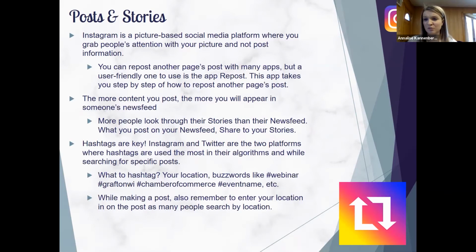And people too, if you use Instagram personally, there's a search box and you can type in a word like hashtags work, and it'll pull up your post. So like I said, what do you hashtag? You hashtag your location. So hashtag Grafton WI is what we do a lot. You can do buzzwords. So like webinar, Grafton WI, Chamber of Commerce, your event name.